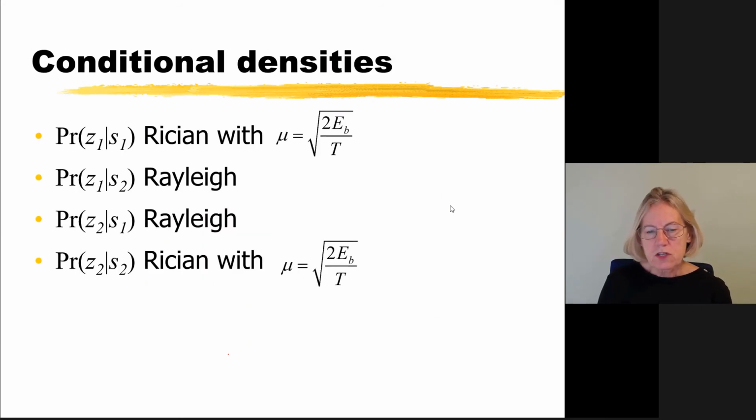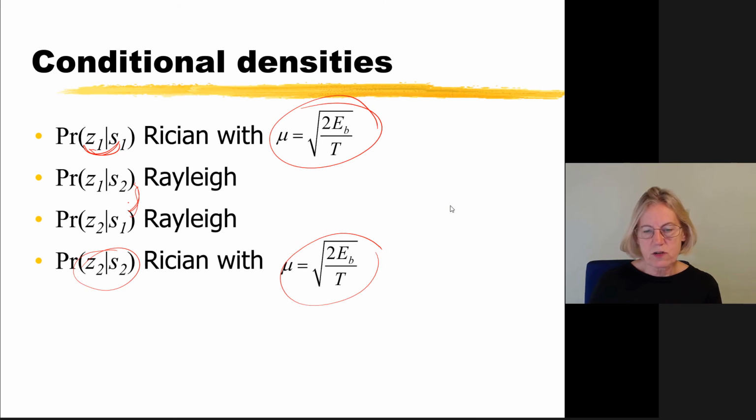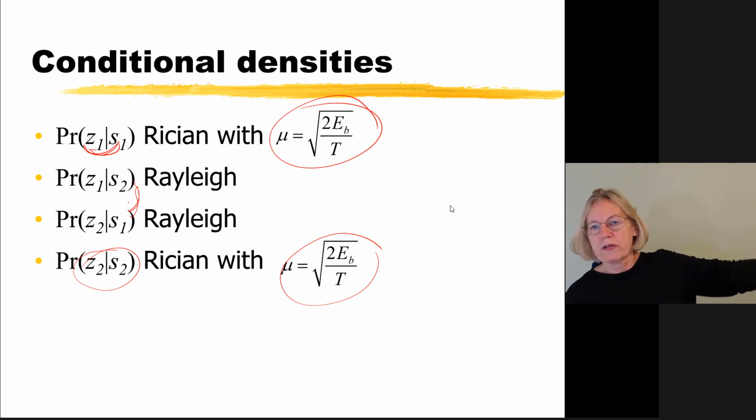And so if I were to summarize the conditional densities, we have the probability of Z1 conditioned on S1 is Ricean with this parameter, and Z2 given S2 is Ricean with the same parameter. And in the opposite case, we have Rayleigh. And so, if we go back to what we did in the binary case with Gaussian, I would use the exact same equations to describe this system, but I would average over a different PDF.